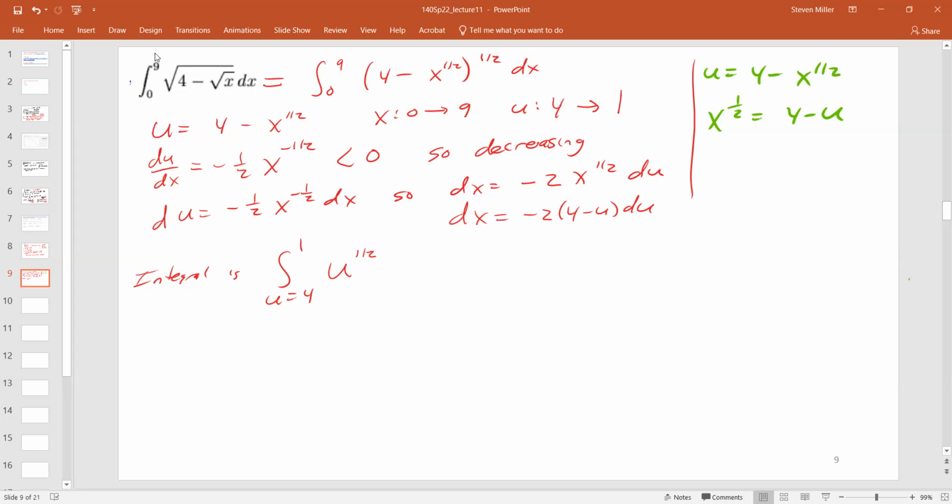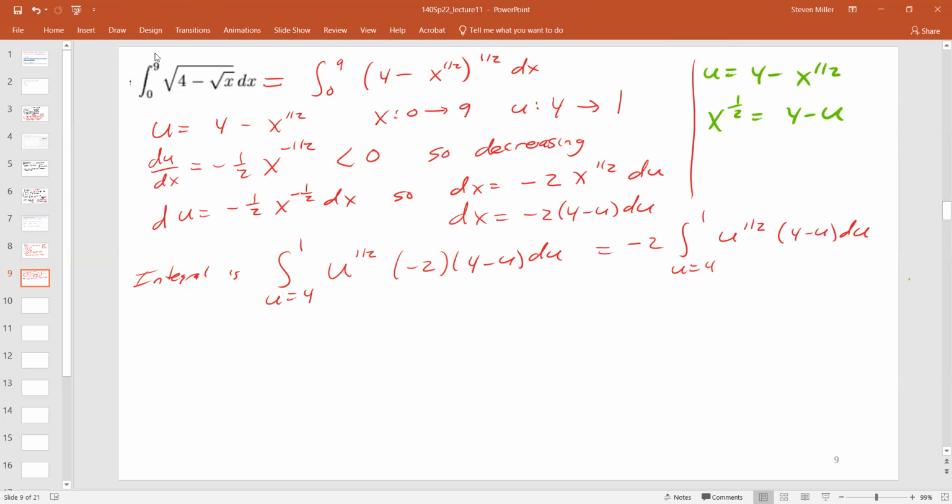That's the first part. What about the dx? What would that be? That would just be -2 times 4 minus u du. So this is just going to be -2 times the integral, u goes from 4 to 1, of u to the 1/2 times 4 minus u du.